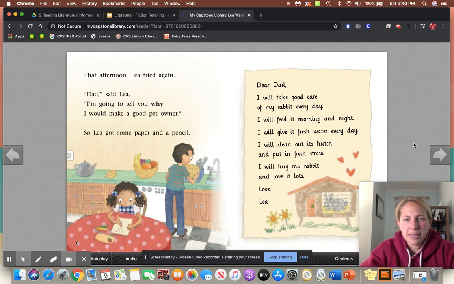Leah wants something in this story. What does she want but can't have? So what would be the problem? You're right, she wants a rabbit. But can she get a rabbit? Not yet. Dad's got some thinking to do.